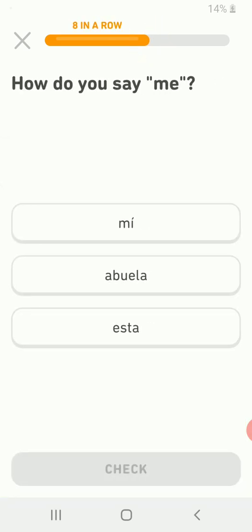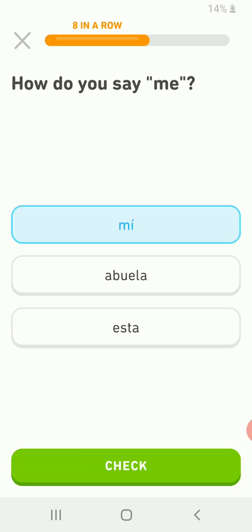Good. And how do you say me? Well, here it will be mí, like this, with the accent on top. But guys, when it comes to pronouns, you have to be very careful, because we have different kinds of pronouns, and we also have the possessive adjective.